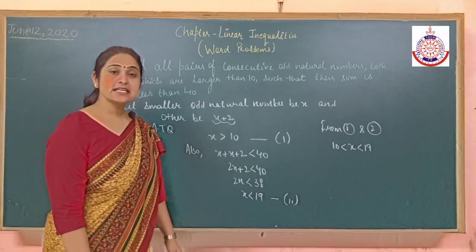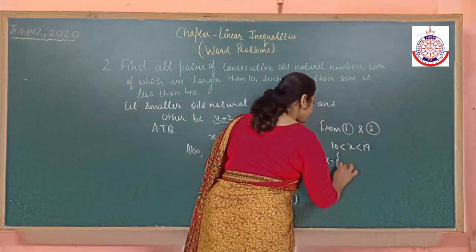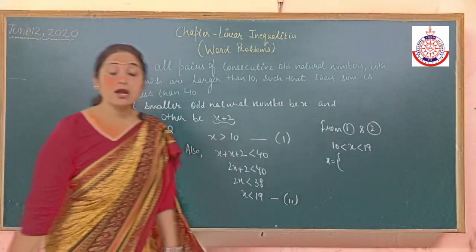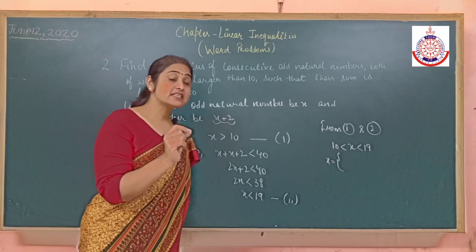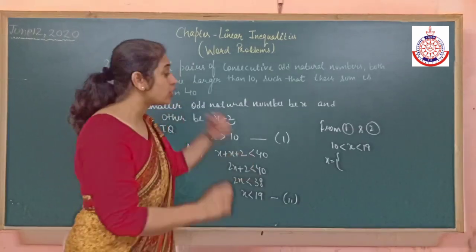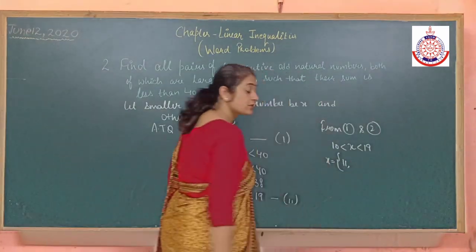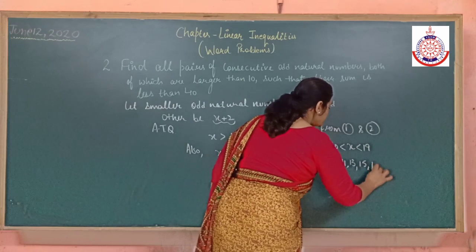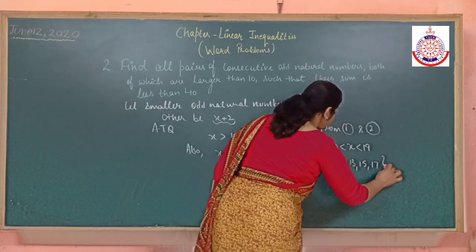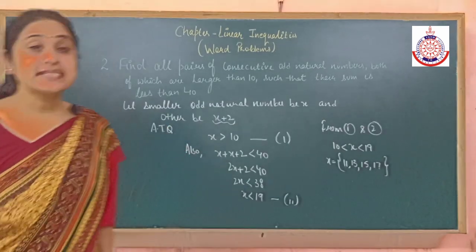Now as it is a natural number, let's see what will be the solution set for x. What will be x? Natural odd numbers greater than 10 and less than 19. So which ones will they be? Greater than 10: 11, then the next odd numbers 13, 15, 17, 19, but we don't take 19 because x is less than 19.